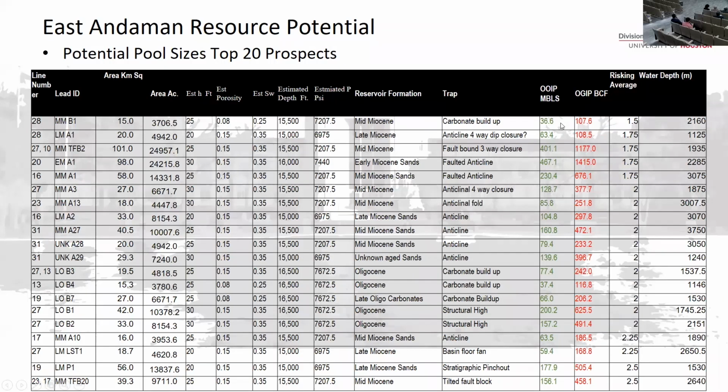And you can see the range anywhere from 36.6 million barrels of oil up to some pretty significant numbers, 467.1 million barrels of oil in place. That's world class. I mean, there's no doubt about it.